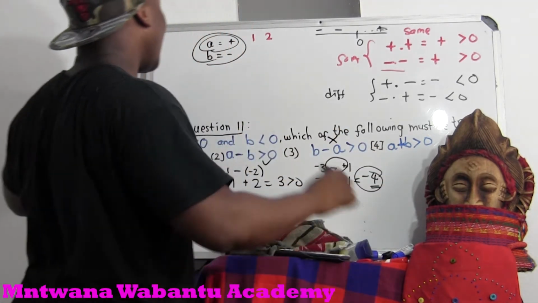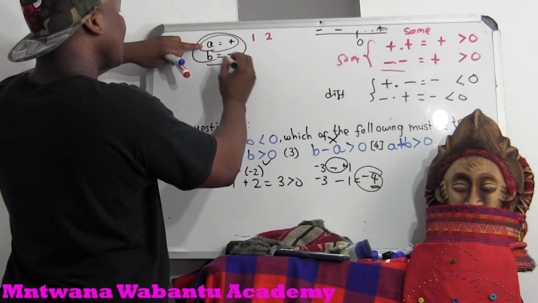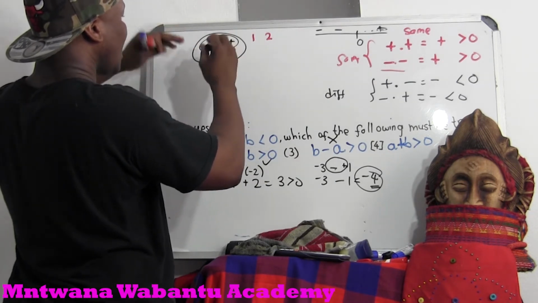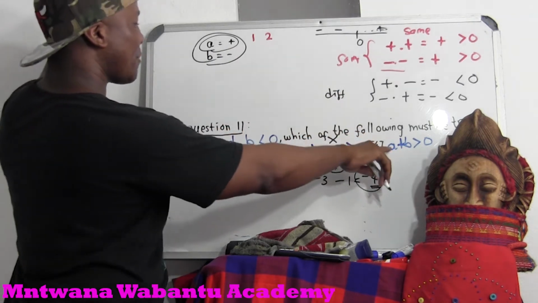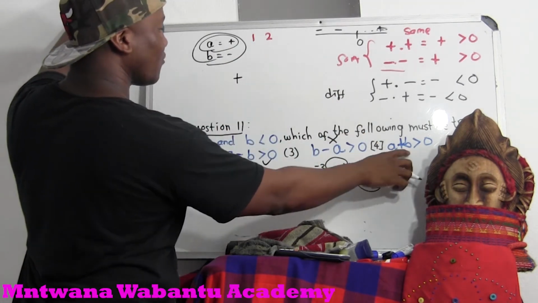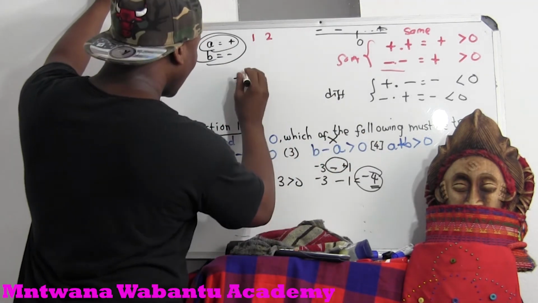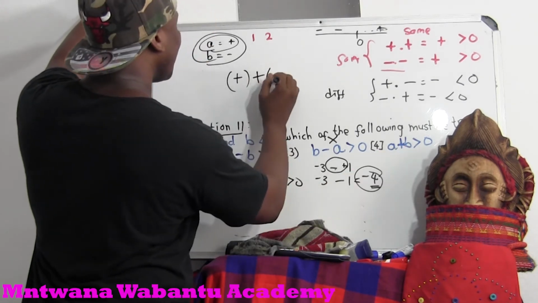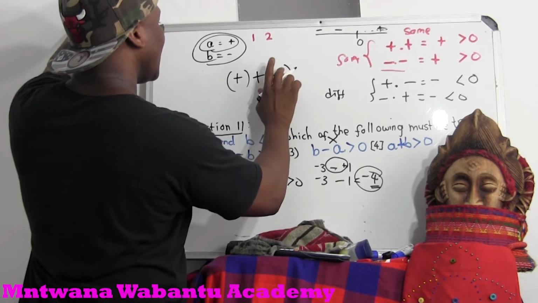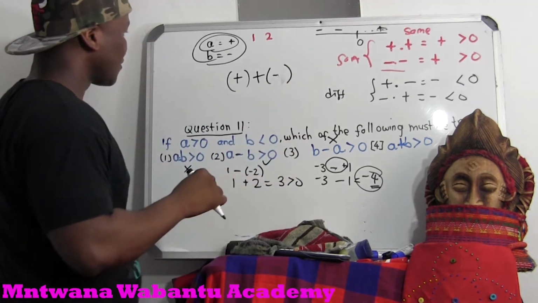A plus b. What is the a? A is positive, plus b. What is the b? B is negative. Now we go.